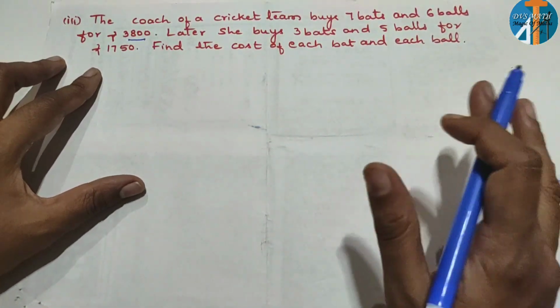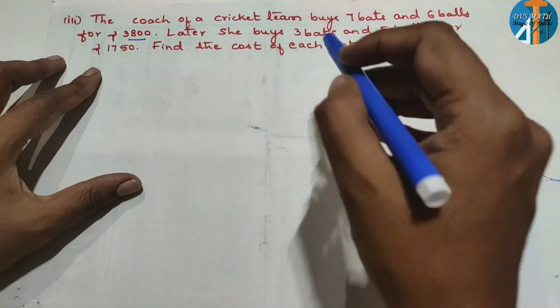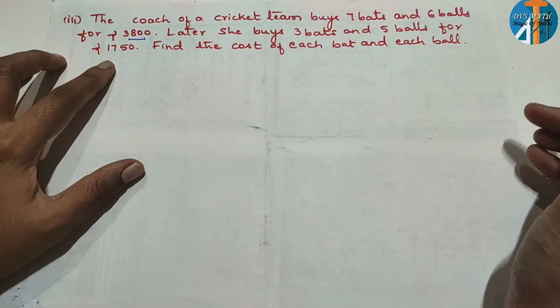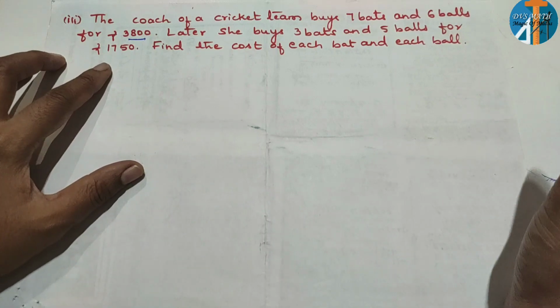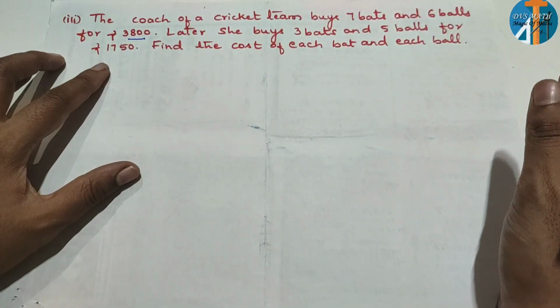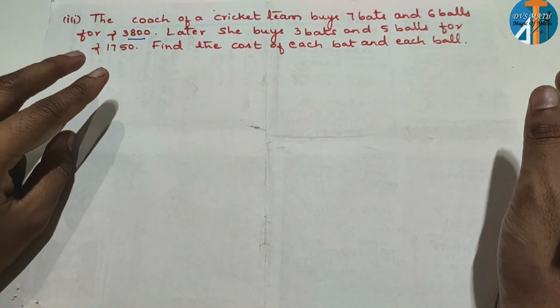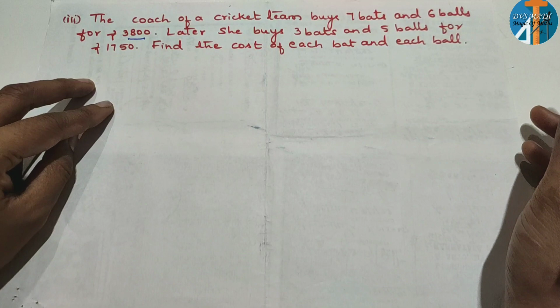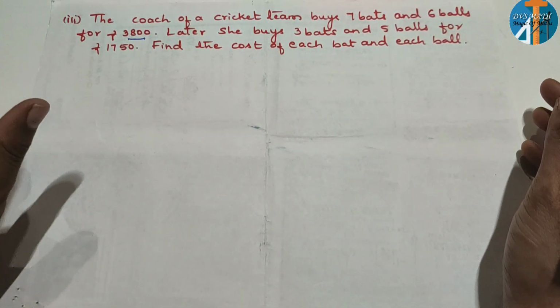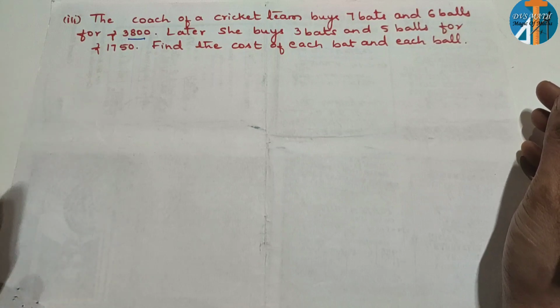We don't know the cost of bat and cost of ball. In the second case, 3 bats and 5 balls together cost 1,750. Here also we don't know the cost of ball and bat. Here we have to find the cost of each bat and each ball. Okay, here also we are having 2 variables, right? So bat and ball. So for example, if you go to a stationery shop and you will buy, let us think, a pen.